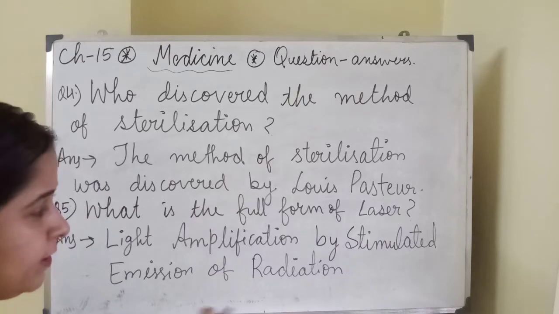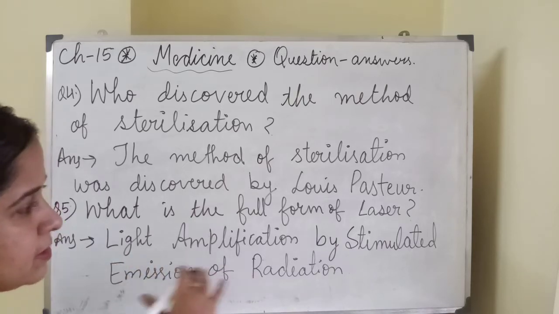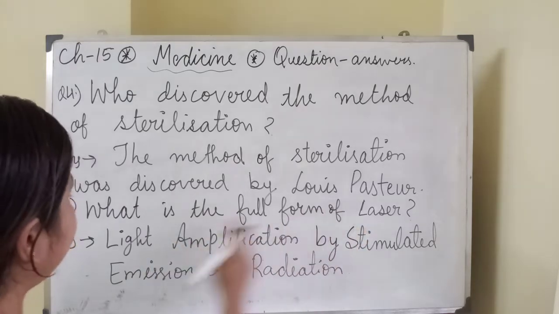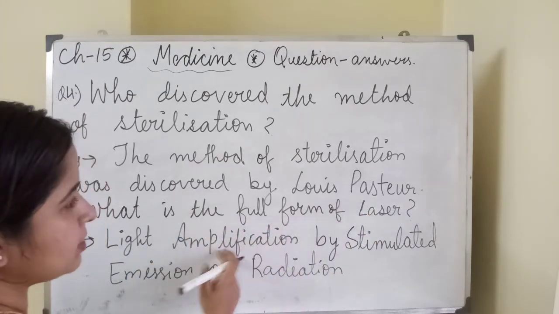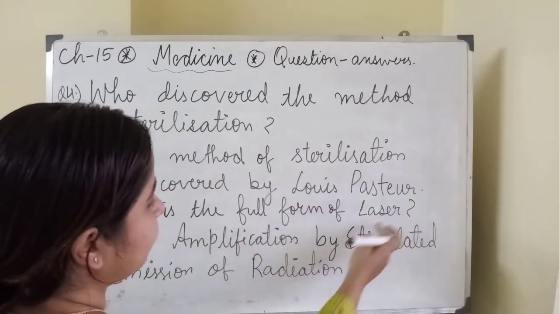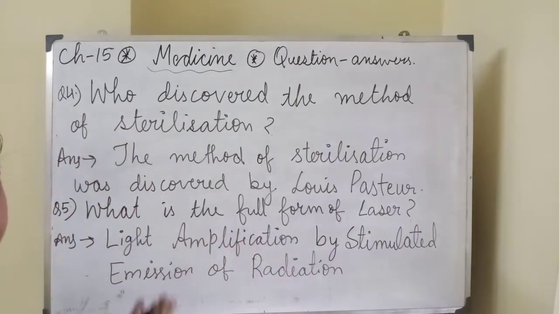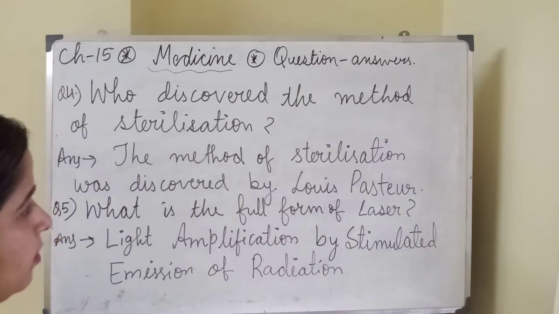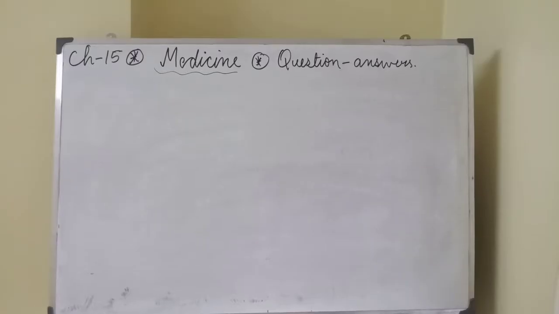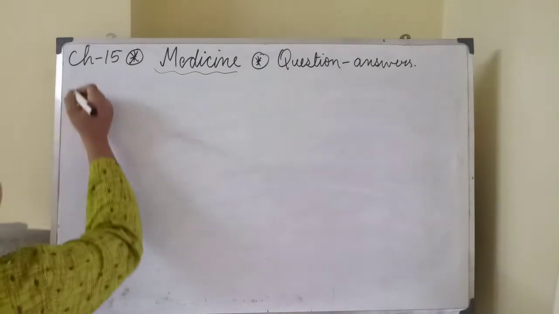It is a little difficult, but after several repetitions you can learn it very easily. Laser: L for light, A for amplification, S for stimulated, E for emission, and R for radiation. This is the complete full form of the word laser. Please write it down in the notebook. Now let's come to the next question.